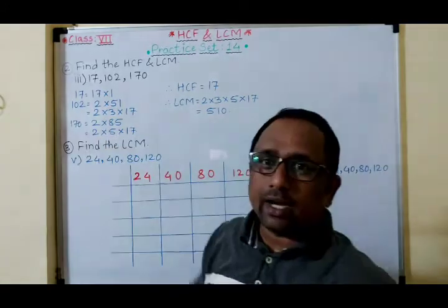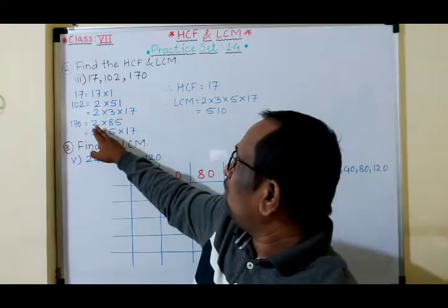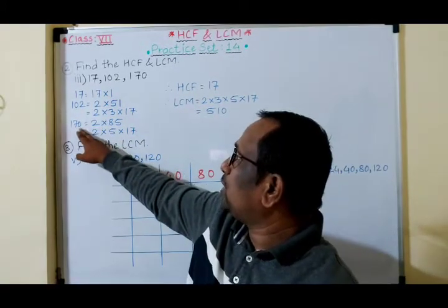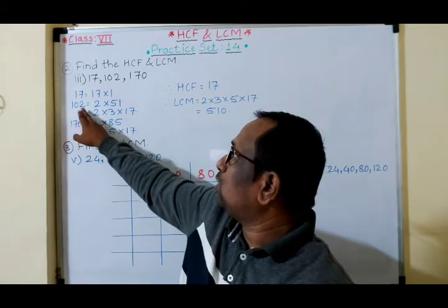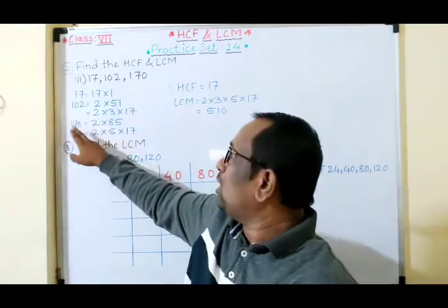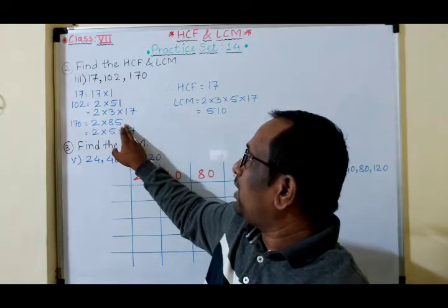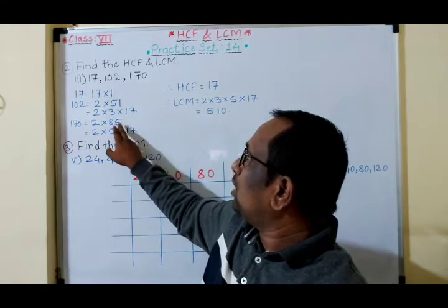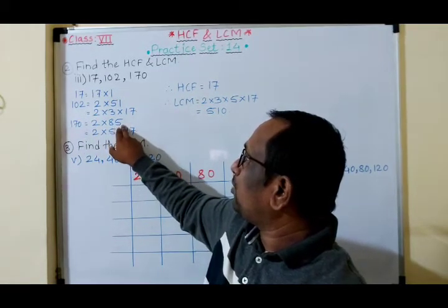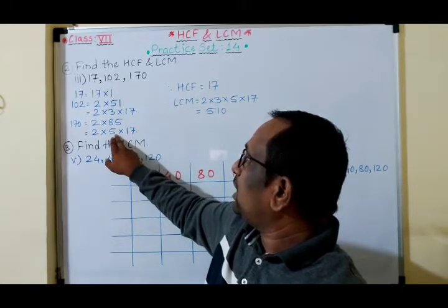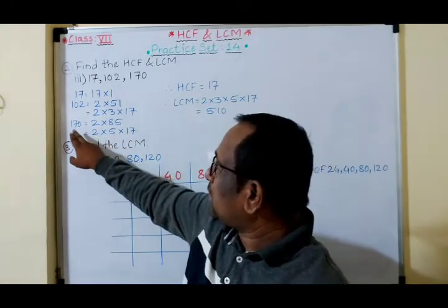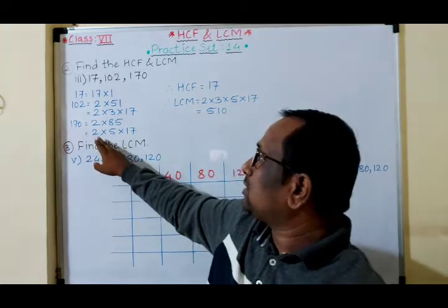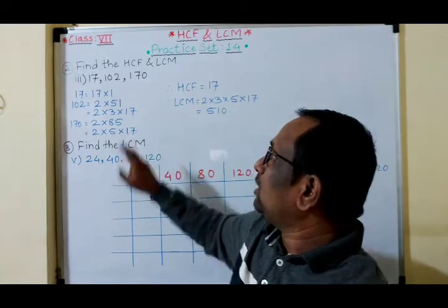Now the factors of 170. 2 divides 170 because of the 0. You know the divisibility test of 2. So 2 into 85 is equal to 170. We have to find the factors of 85. 17 5s are 85. So the final factors of 170 are 2 into 5 into 17.